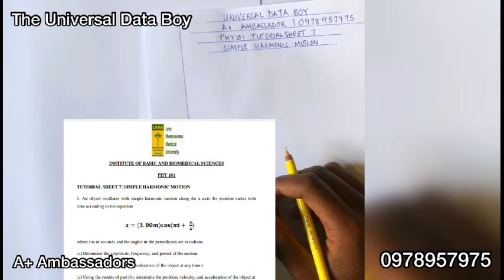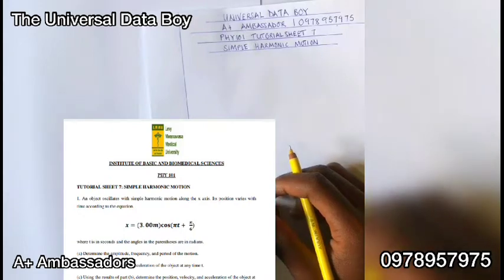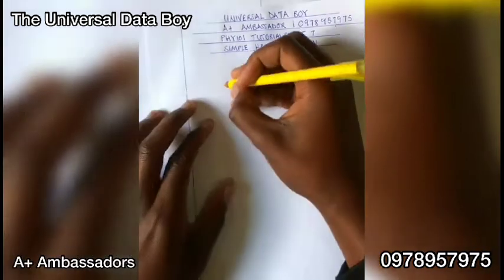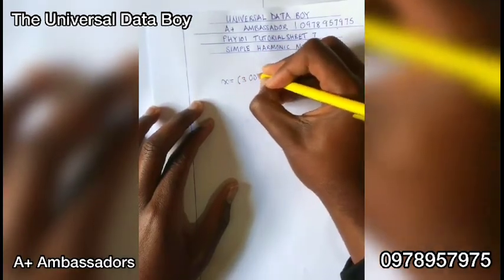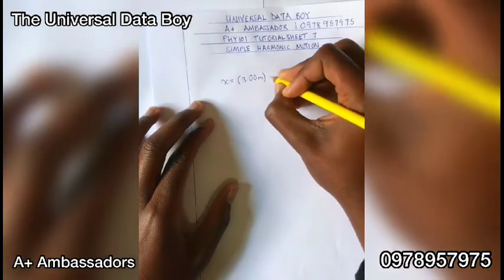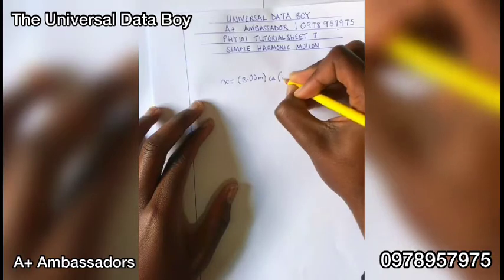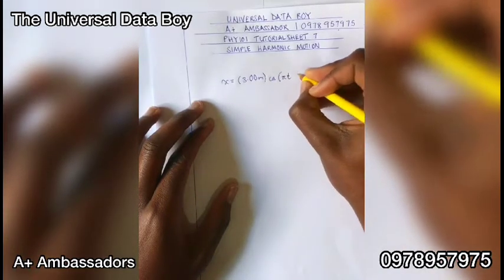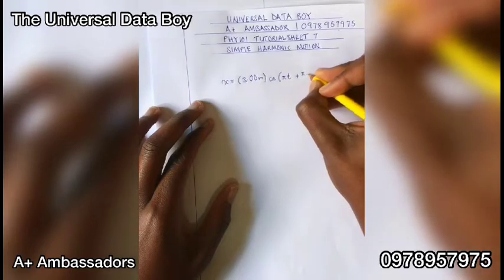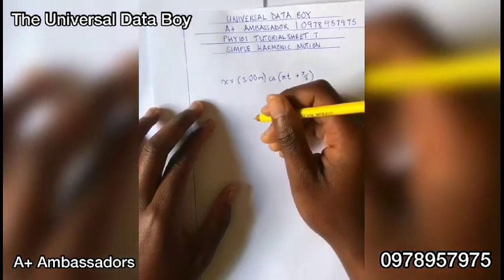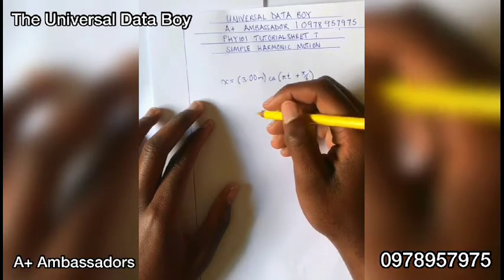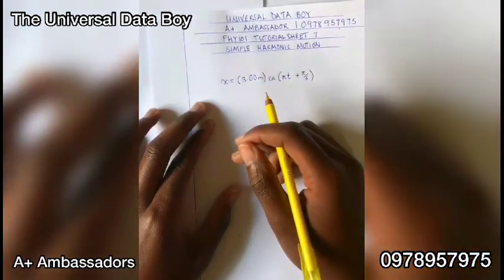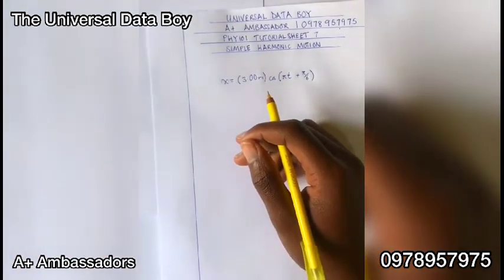along the x-axis. Its position varies with time according to the equation x is equal to 3 meters, the cosine of pi t plus pi over 6, where t is in seconds and the angles in the parentheses are in radians. So since the angles are in radians, we have to change our calculator to radians.